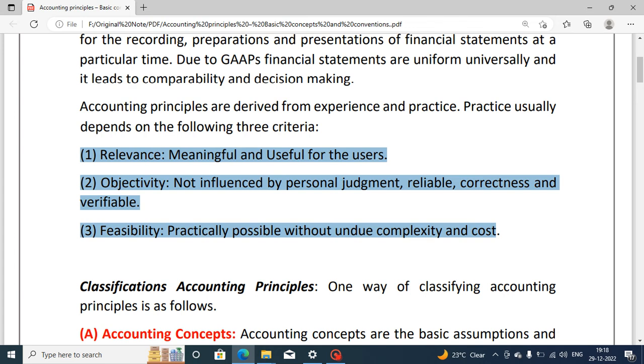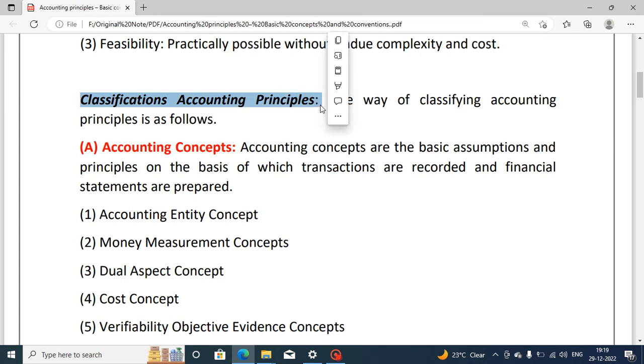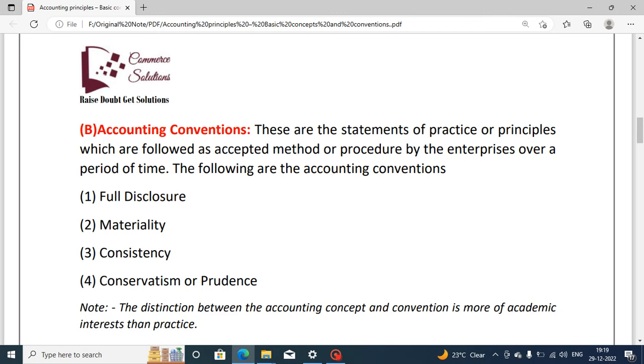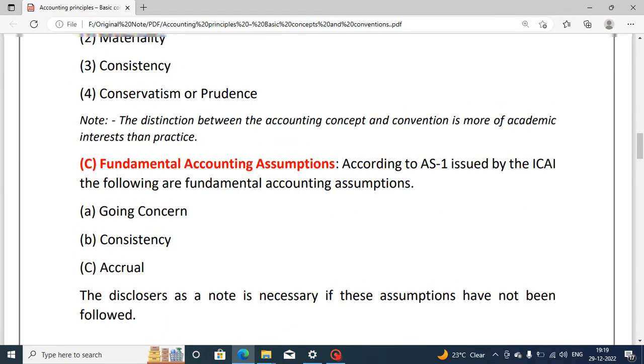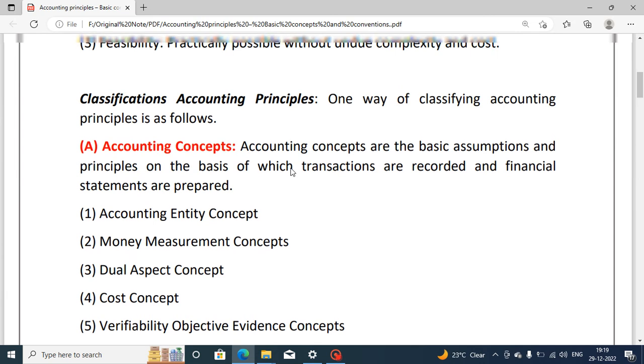So then comes the classification of accounting principles. We can classify accounting principles in the following manner. The first classification is accounting concepts. The second is accounting conventions. The third is fundamental accounting assumptions prescribed by Accounting Standard 1. So we can classify the whole set of principles into three categories.